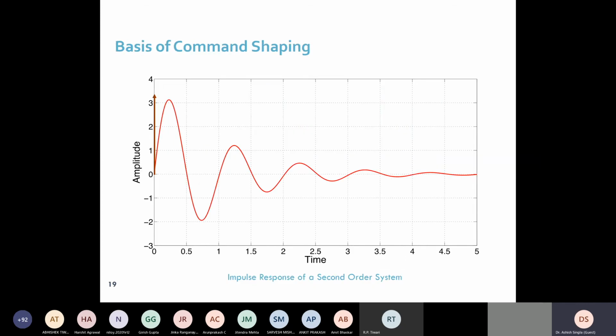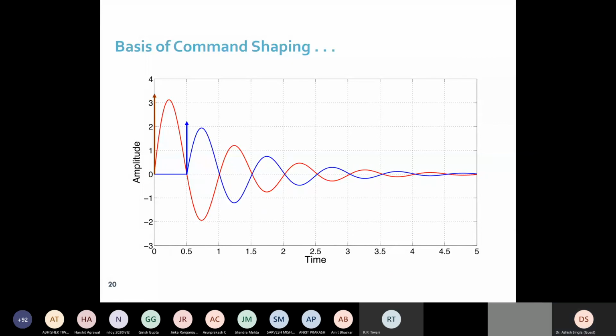In getting the shaping, basically we have two parameters. One is the amplitude of this impulse and the other is at what instant you want to give this impulse. This is the impulse response of an underdamped system, giving the first impulse. Then you have the second impulse. At what time we have to give it and what the amplitude should be, this is important.